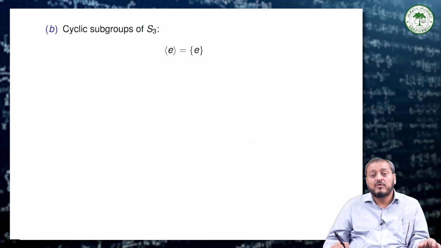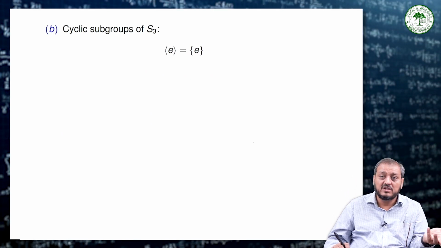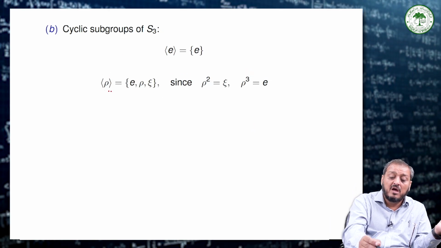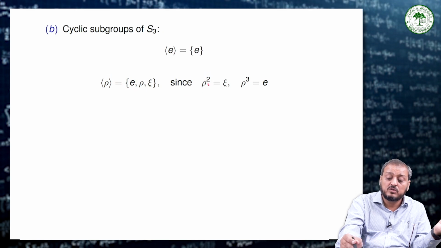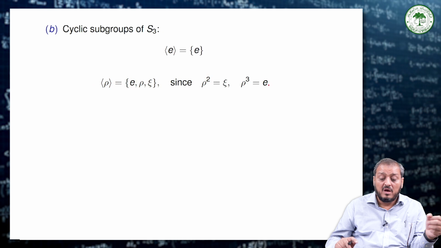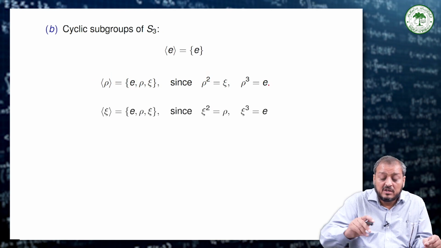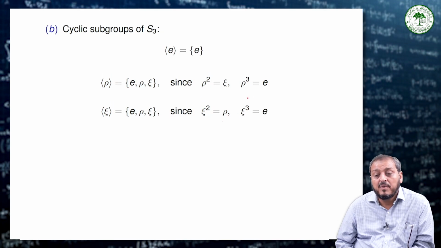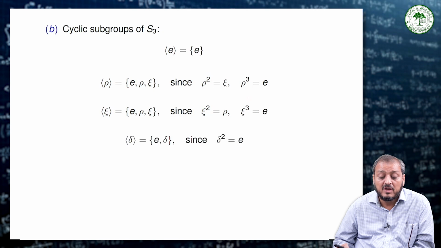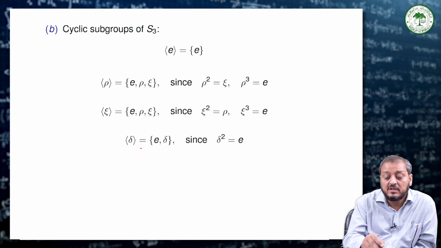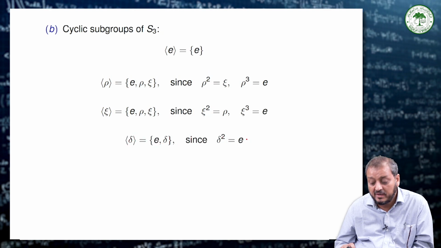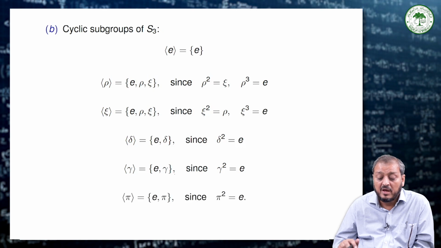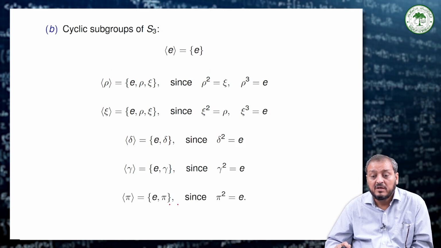Now the cyclic subgroups of S3. The identity element generates the trivial set. Clearly rho is generated by this, so this is our subgroup. Rho generates it because rho squared is equal to zeta and rho cubed is equal to identity. Similarly zeta generates the same subgroup, so zeta squared is equal to rho and zeta cubed is equal to identity. And then delta is generated by E and delta, where delta squared is equal to identity.